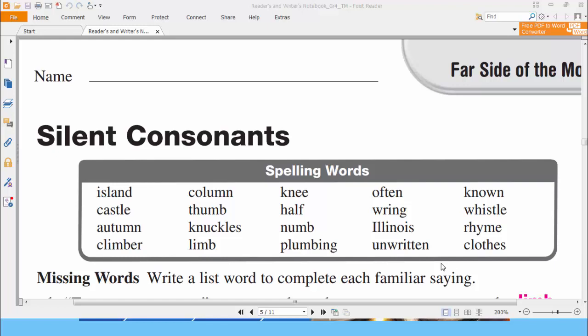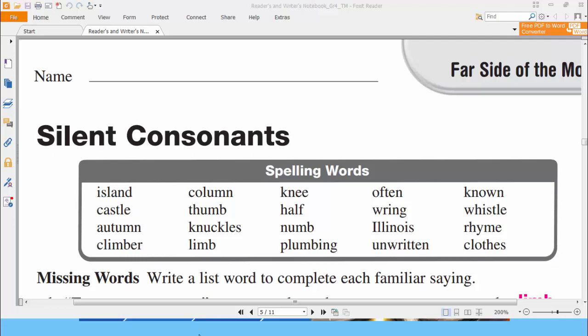Today's lesson is spelling, which is silent consonants. You know that we have consonant sounds and we have vowel sounds. Today we are going to talk about the silent consonants. We have some words here. We will check one by one.